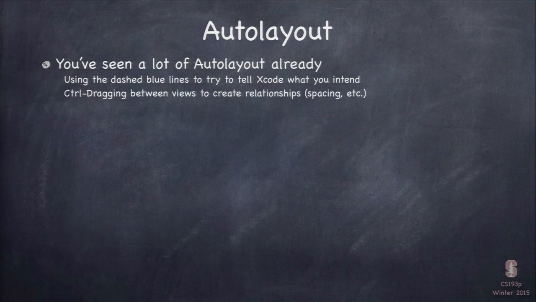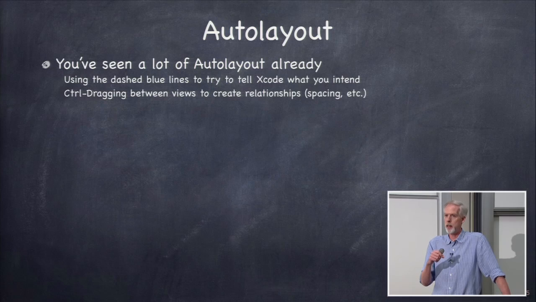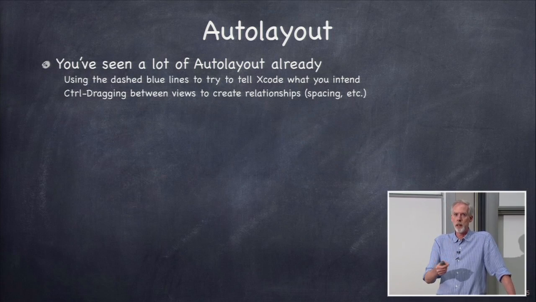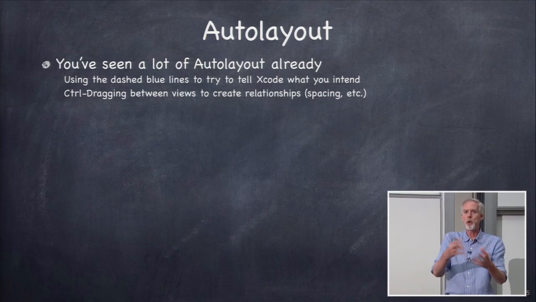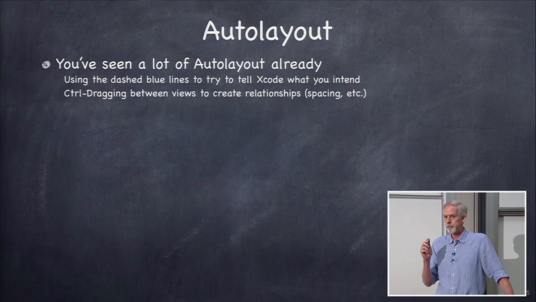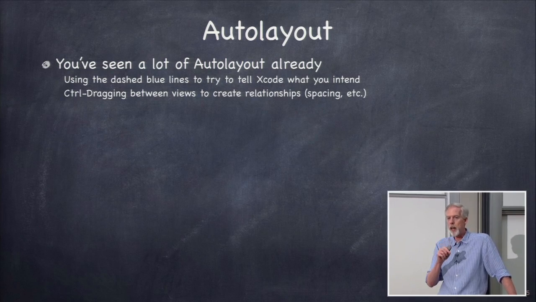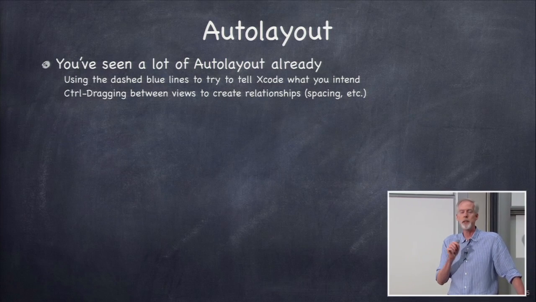All right, so you've seen a lot of auto layout already in this class, so I'm going to review briefly the things you should know. One is you know about using the dash lines. Okay, using the blue dash lines is helping interface builder. By the way, when I refer to interface builder, that means Xcode, the storyboard part of Xcode. We call that interface builder for historical reasons. So when you're in the storyboard Xcode, the dash lines are kind of telling Xcode what you want, what you intend as best you can.